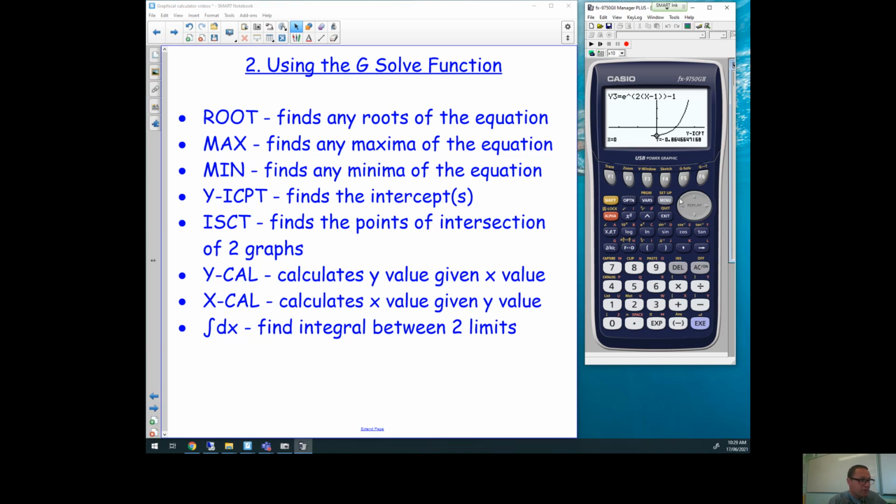So what else can we do? So we could do the y-intercept. We could also do the root. So root, there we go. So the root's 1. Okay.